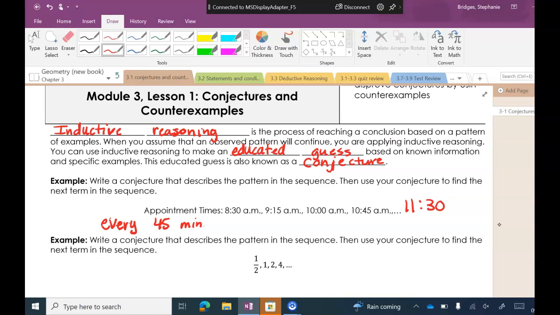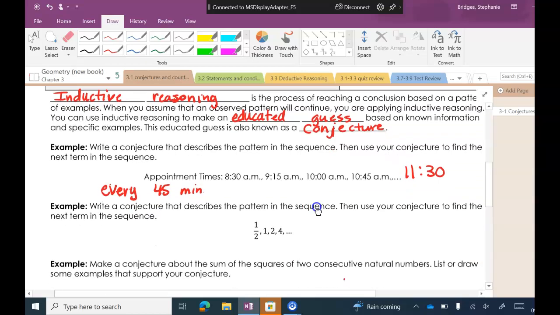Jaden, what did you write on your paper? What did you write your conjecture was? Multiply by 2. If I go from 1/2 to 1, that's multiplying by 2. And if I go from 1 to 2, that's multiplying by 2. And if I go from 2 to 4, that's also multiplying by 2. So what would my next number be?